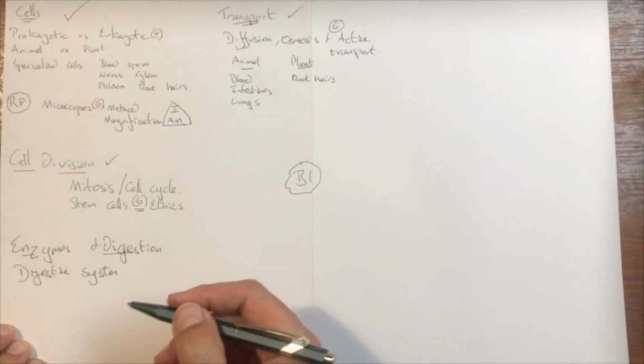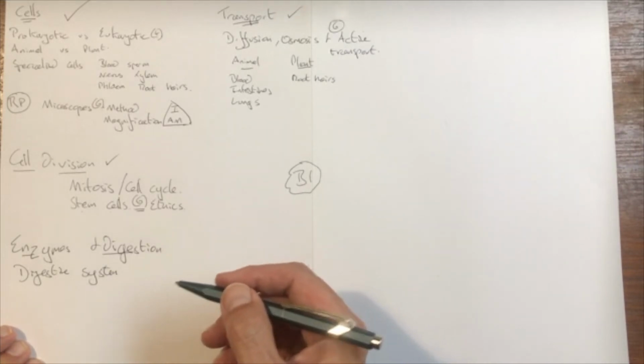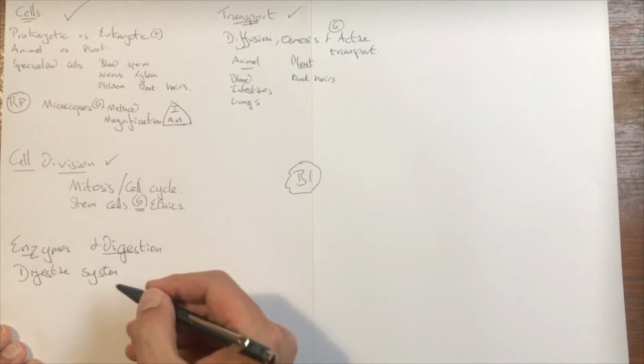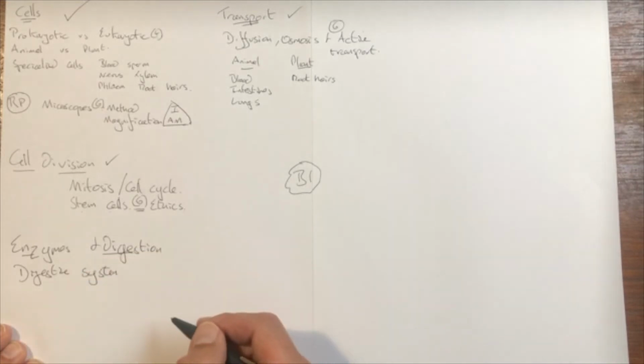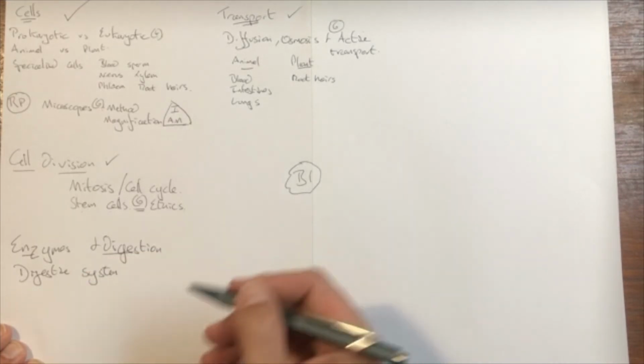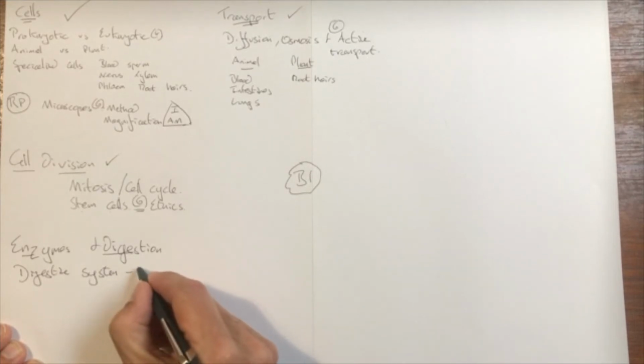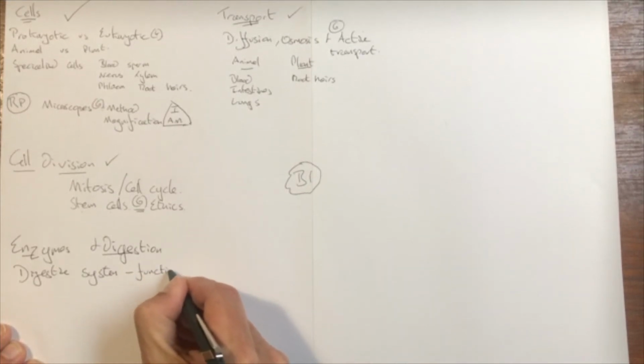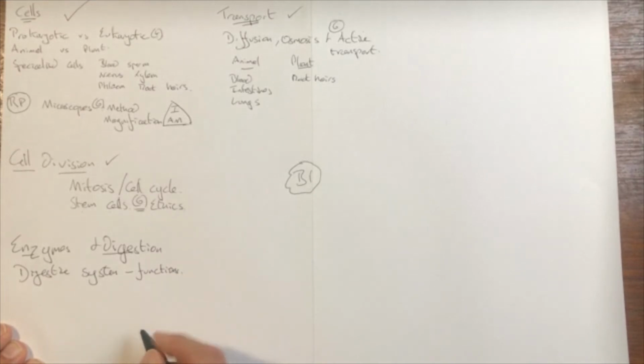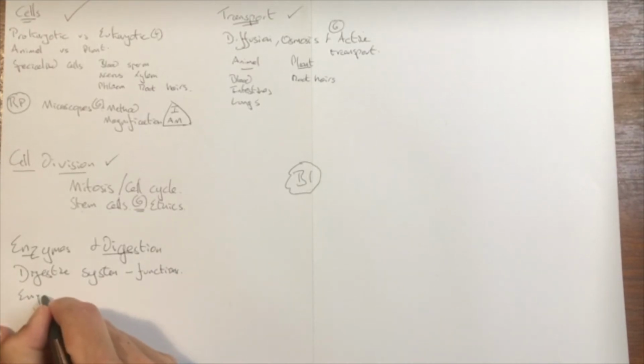The examiners are never ever going to ask you to actually draw out a digestive system. They're going to ask you to label one that already exists or say what different bits of it are for. So remember, you need to have functions as well as parts. And then we're going to talk about enzymes. Now, there's lots of things we're going to talk about with enzymes.